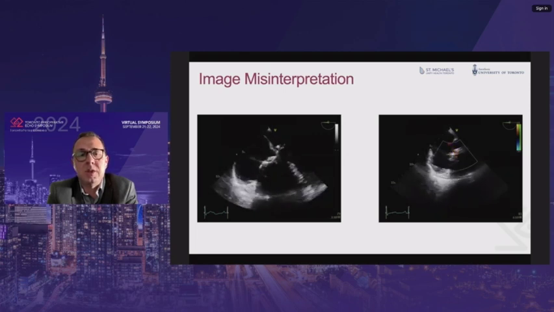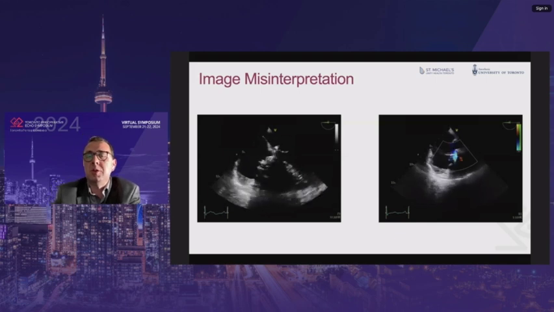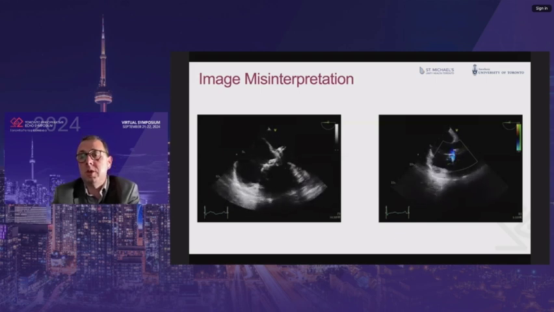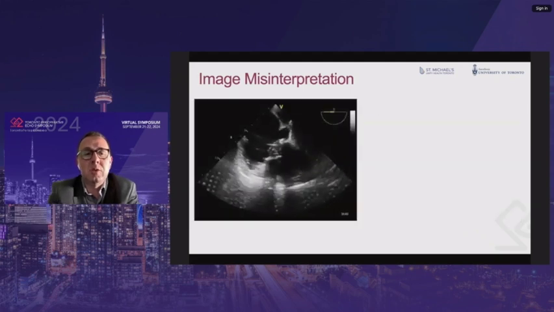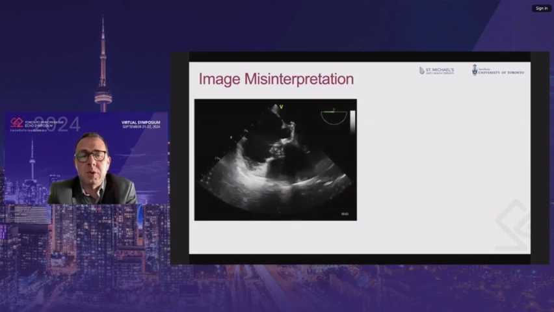This is our first image. You can see there is something on the tricuspid valve. Without color it is easy to see, and with color it is easy to see too. You can see the flow acceleration. Looking closely and with more detail, it looks like there is something on top of the tricuspid valve. It's kind of hard to see what it is.